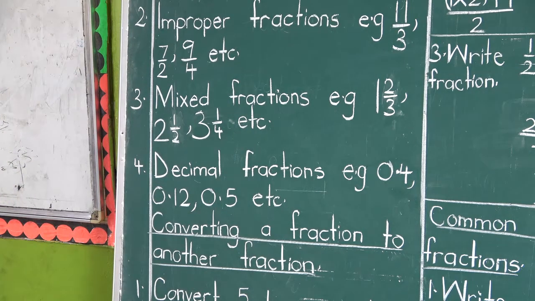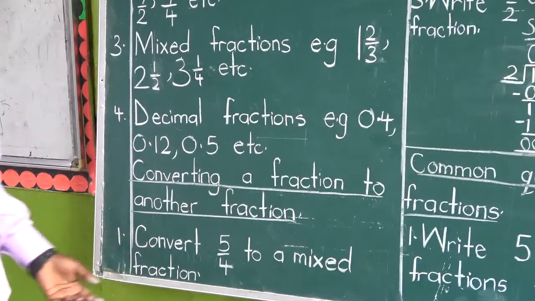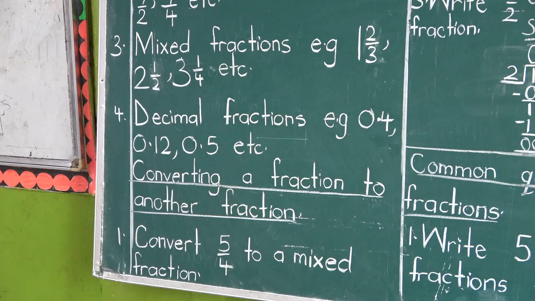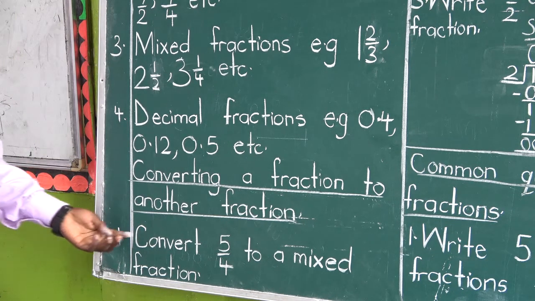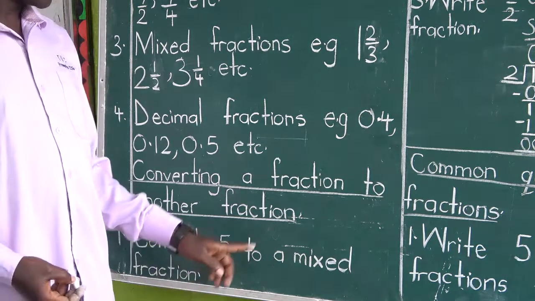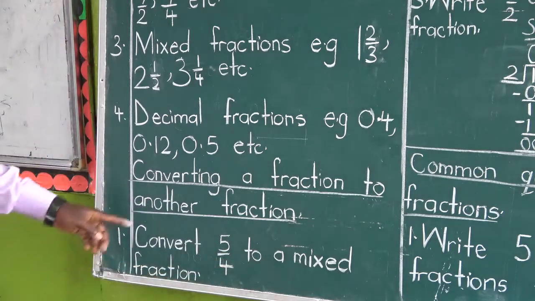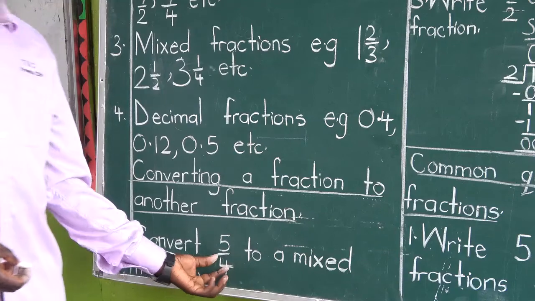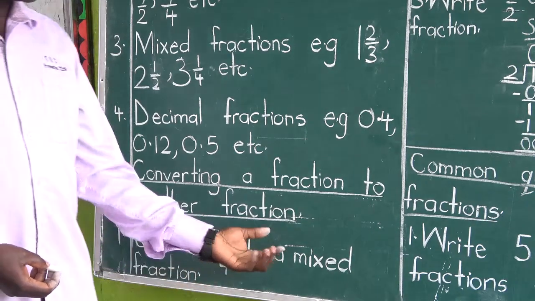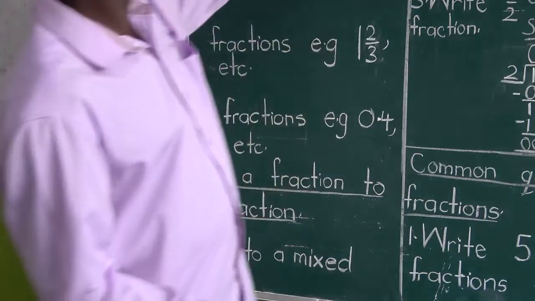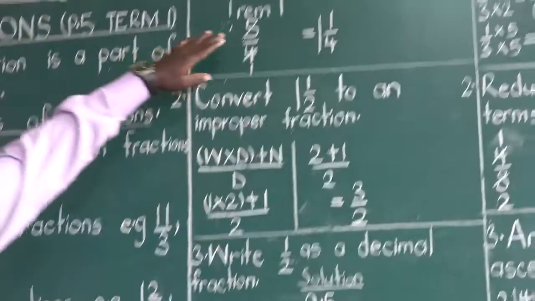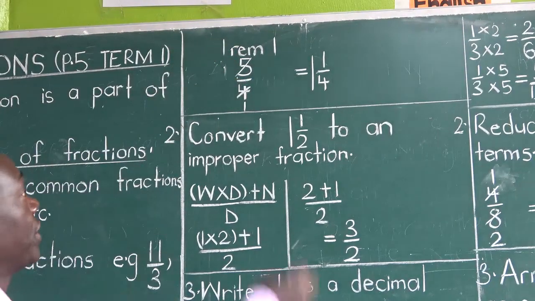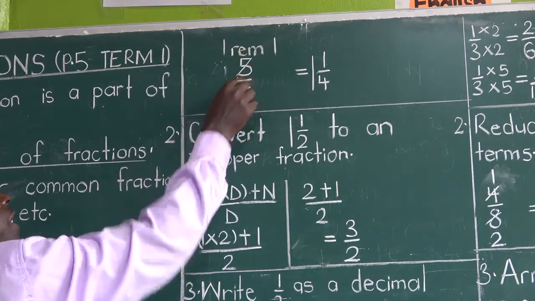And now we are learning how to convert any fraction to another form of fraction. Converting a fraction to another fraction. So, example number 1 tells you to convert 5 out of 4 to a mixed fraction. Now, this is an improper fraction to be converted to a mixed fraction. We should note that 'out of' shows a division operation, so 5 out of 4 means 5 divided by 4.